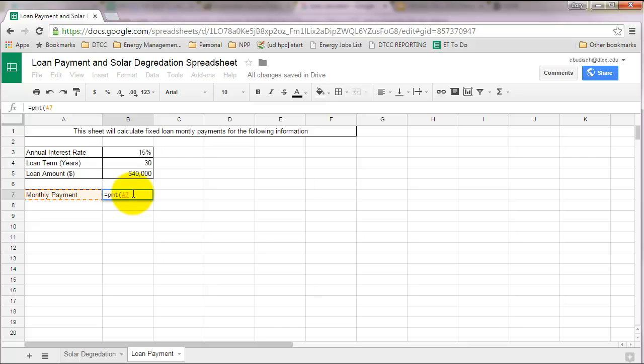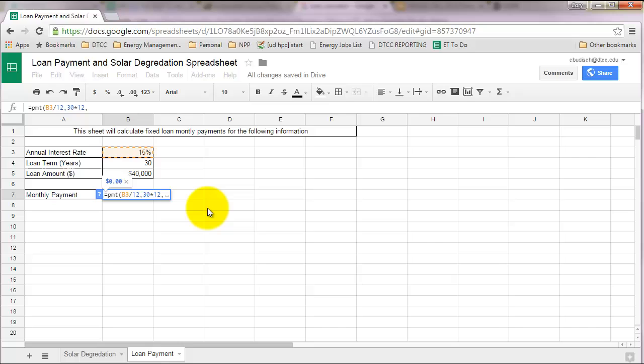So the first thing we do is take the interest rate and divide it by 12, because that converts an annual interest rate into a monthly interest rate. And then the next thing we see with payment is the number of periods. All that means is how many payments you're going to make. In that case, we're going to make 30 years' worth of payments every month. So it's 30 years times 12 payments each year.